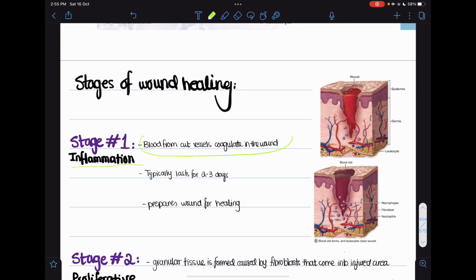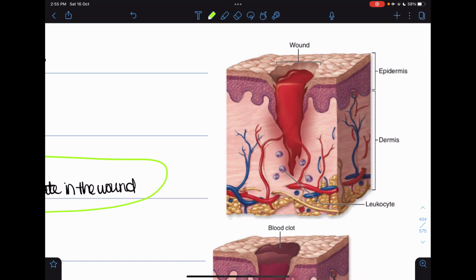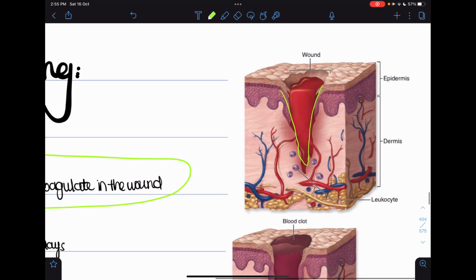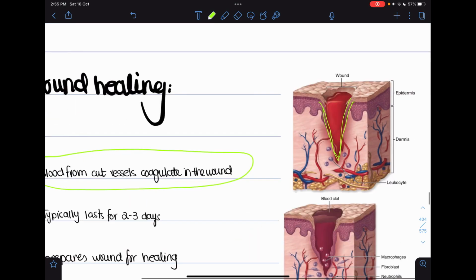blood from cut vessels coagulating in the wound. Meaning this wound of ours, whether the wound is deep or not, blood will start to gush and fill up the wound here, and this is the bleeding that we see gushing when we get injured.